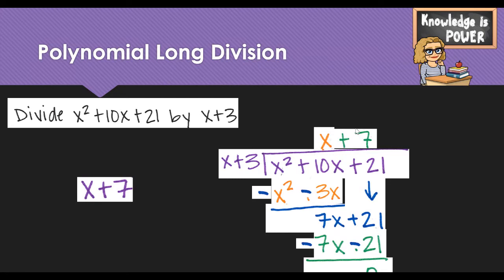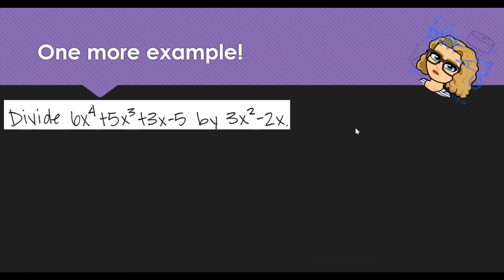Hooray! That one's pretty easy, right? So let's do a tough one. We have 6x to the 4th plus 5x cubed plus 3x minus 5 divided by 3x squared minus 2x.